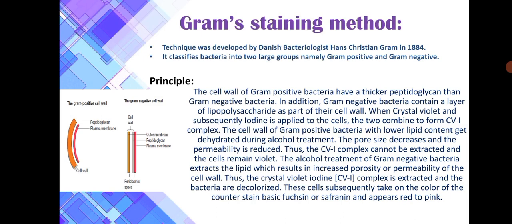The alcohol treatment of gram-negative bacteria extracts the lipid, which results in increased porosity or permeability of the cell wall. Thus, the crystal violet iodine complex is extracted and the bacteria are decolorized. These cells subsequently take on the color of the counterstain, basic fuchsin or safranin, and appear red to pink.